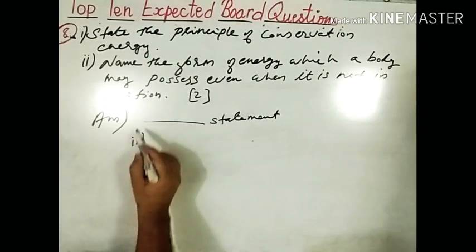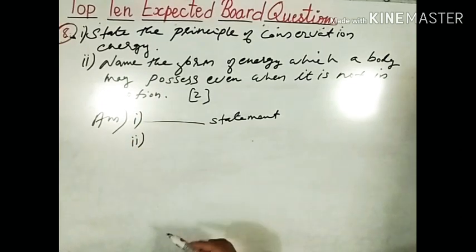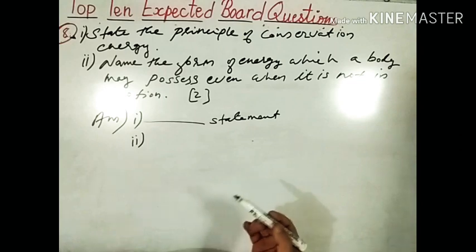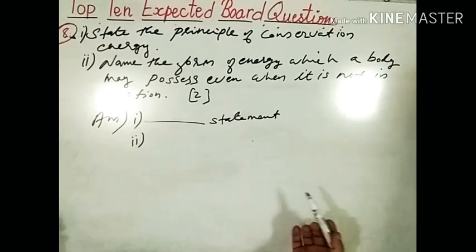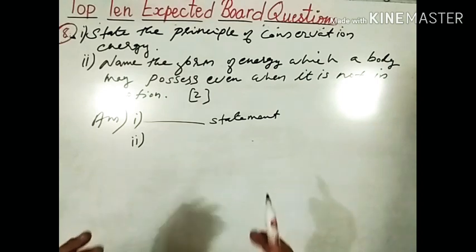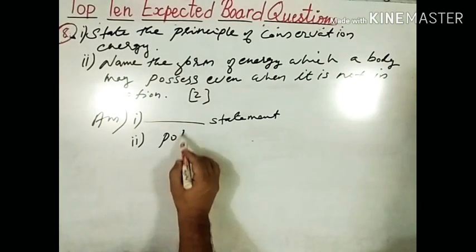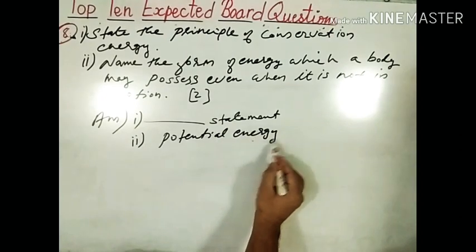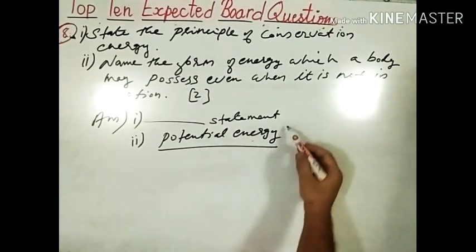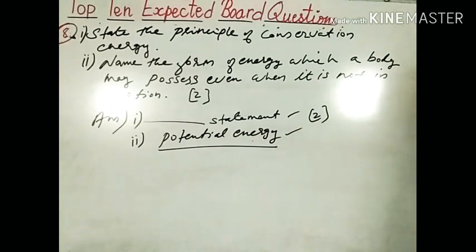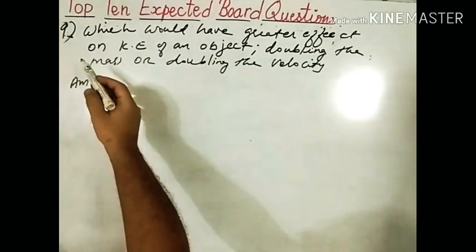And moving on to the second part of the question. Name the form of energy which a body may possess even when it is not in motion. When the body is not in motion, of course it will be at rest. So when the body is at rest, it possesses potential energy. Don't write P, you have to write in full. That is potential energy. So you got 2 marks. All right? Yes.